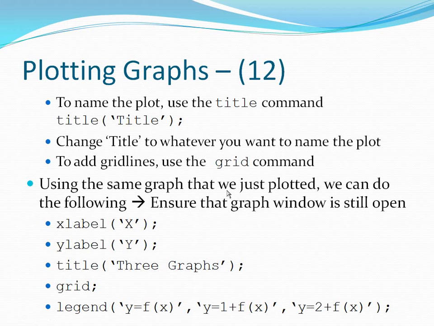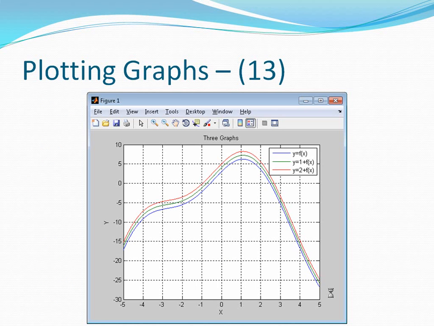So you have xlabel x and then ylabel y. I'm going to call it the very original title, 3 graphs. Plot a grid on it, and then we will place a legend where the first graph is y equals f(x), the second graph is 1 plus f(x), and the third graph is y plus 2f(x). Okay? And that's what it looks like. Very cool. Grid lines are awesome, and then you have these lines or graphs where the legend tells you which graph corresponds to what function. So it's not bad.